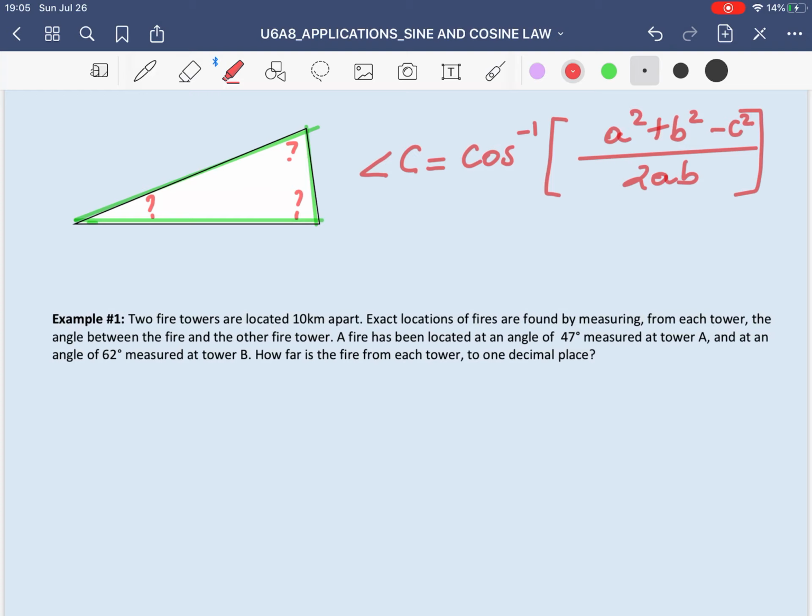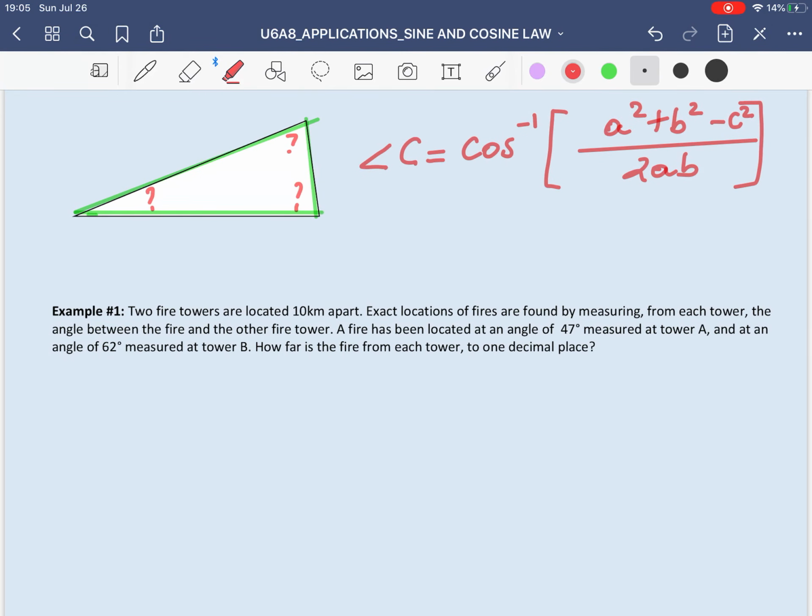I think that we're now ready to solve some application questions. We have two fire towers that are located 10 kilometers apart. So here we go. The two fire towers are 10 kilometers apart, and I'm going to call them towers A and B. Exact locations of fires are found by measuring from each tower the angle between the fire and the other tower.